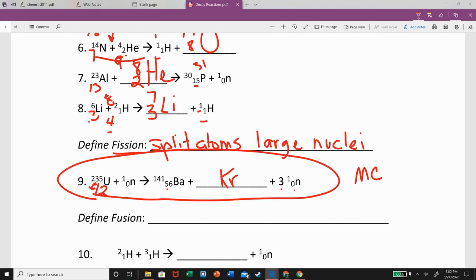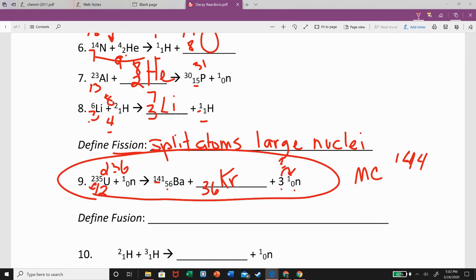So I do 92 minus that 56, and that's going to tell me that my bottom number is going to be a 36. So now for my top number, I have a 235 plus 1, right? That's going to be a total of 236. Right now, I have 141, and I have a 3 times 1, right? So that's a 3. So 141 plus that 3 is a total of 144. I'm just going to jot that down over here, 144, right? Just jotting myself some notes.